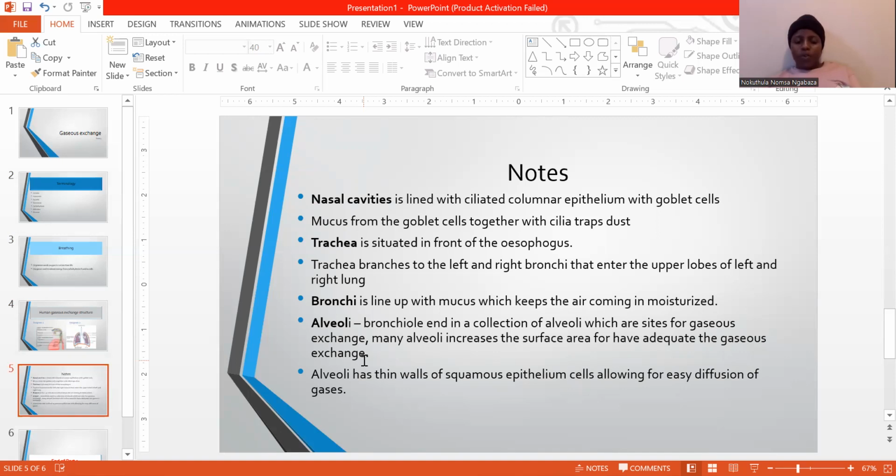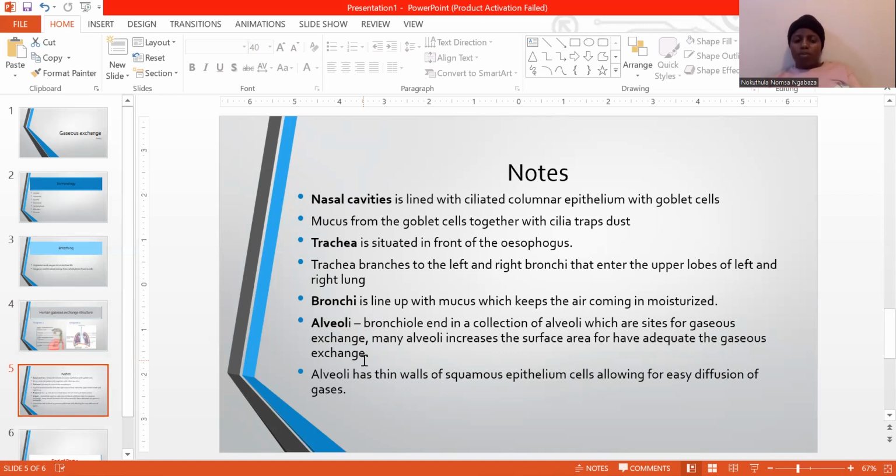Like we have already said, your trachea is going to split into two, where it's going to form the left bronchi and also the right bronchi. Another thing that I missed to mention is that the bronchi have the same activity as your nasal cavity, whereby they both consist of mucus.